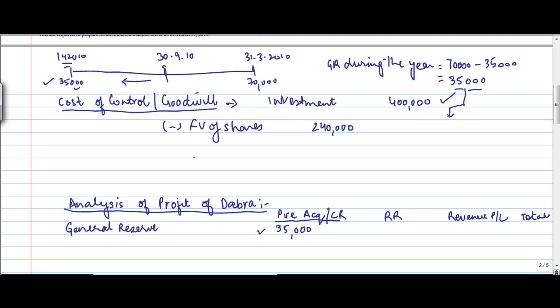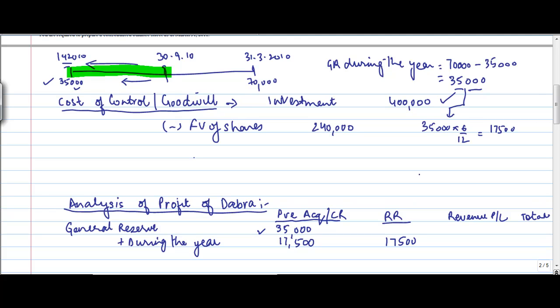So therefore, pre-acquisition, if you see for this 6 months, how much will that be? This will be 35,000 into 6 by 12, or 17,500, plus during the year 17,500, and the balance 17,500 goes to the revenue reserve, right?